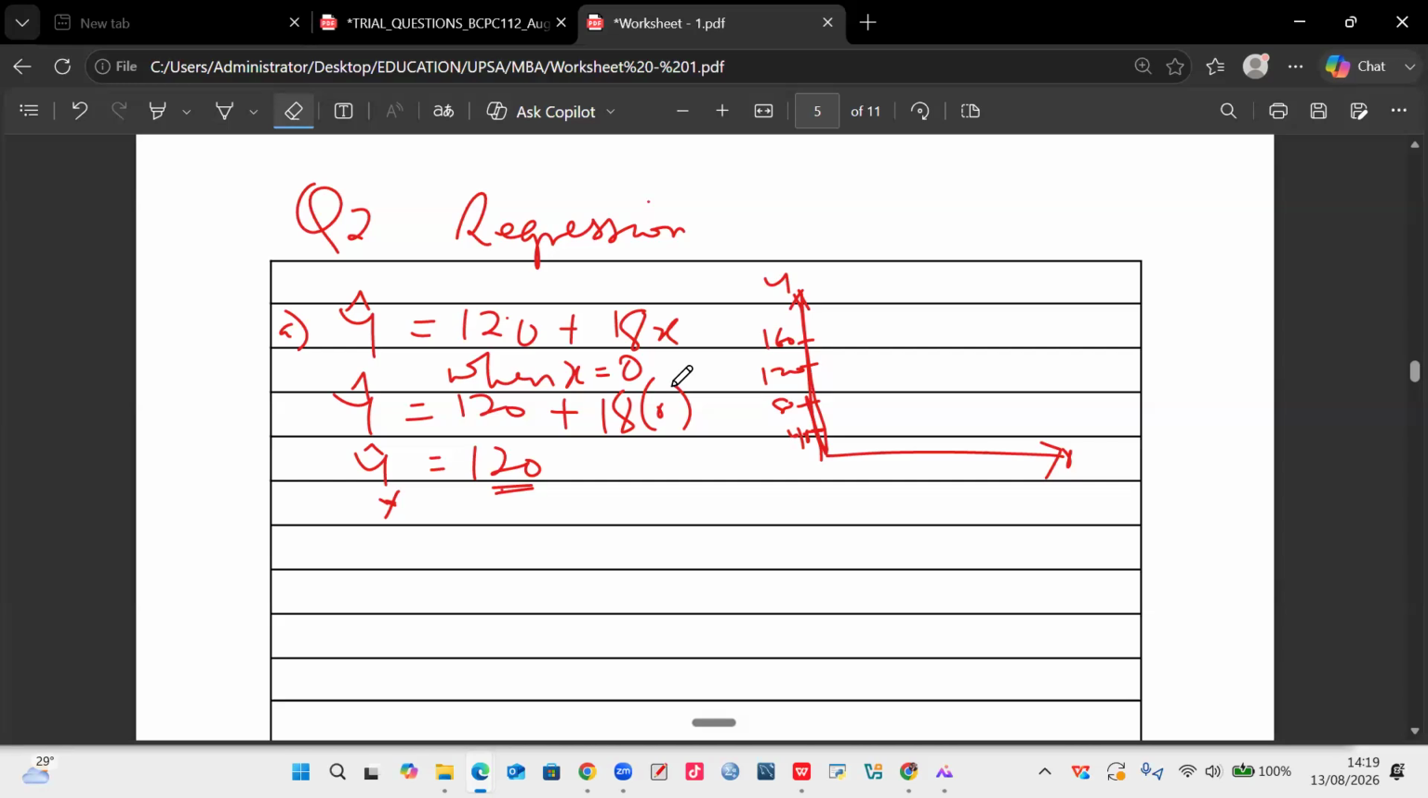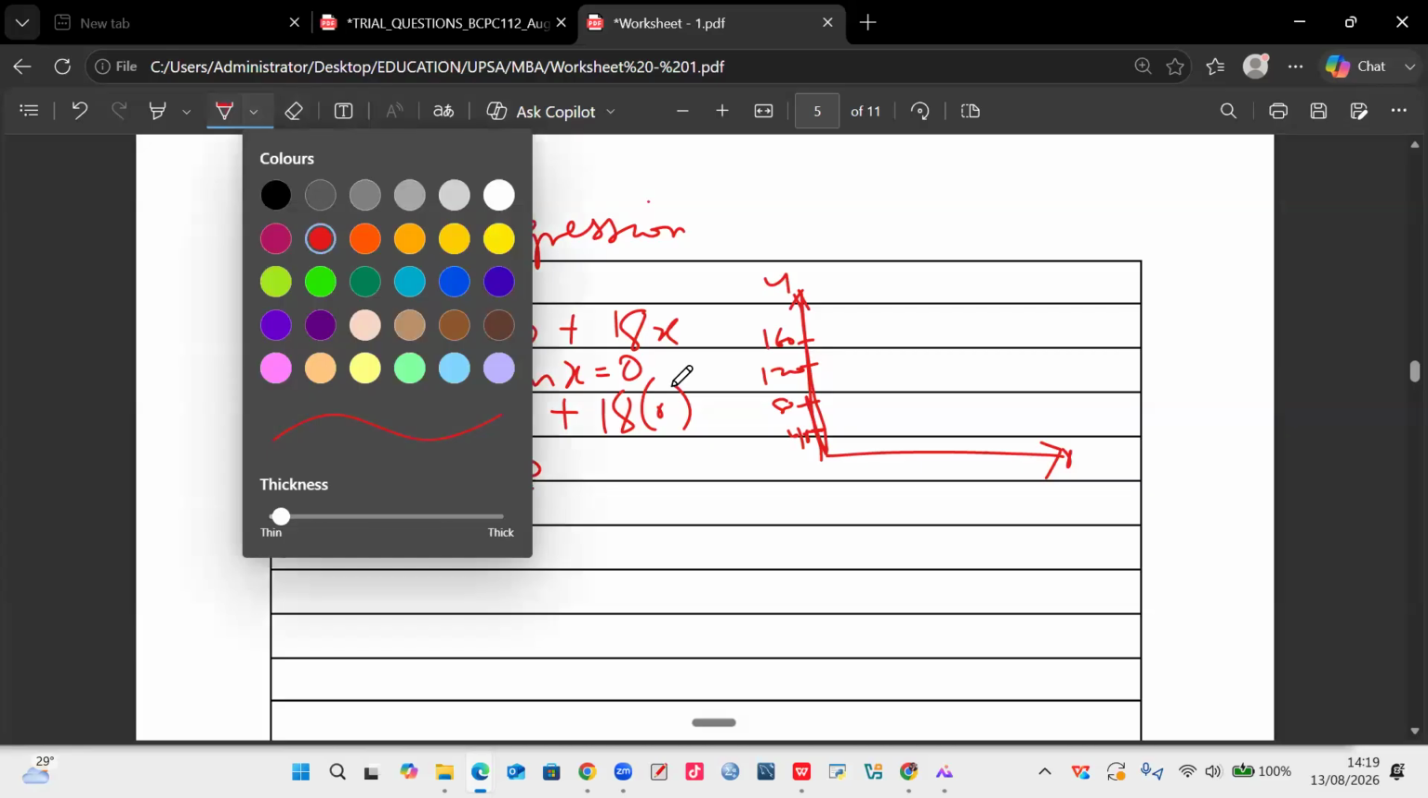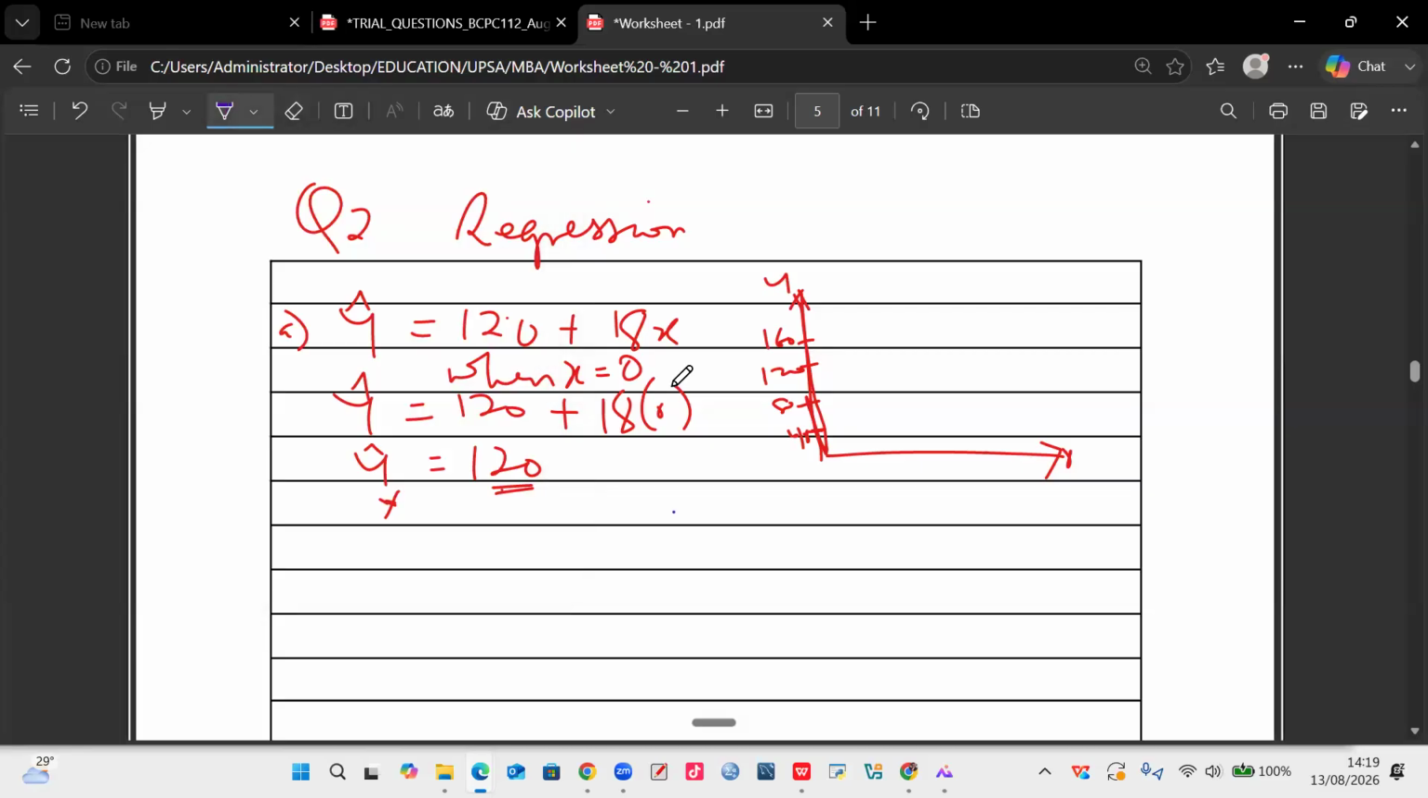120 is here. Have you seen it? Yeah. So why were we saying 160? Because that was the last figure. I thought that was the last figure. No, no, no. It's this 120.